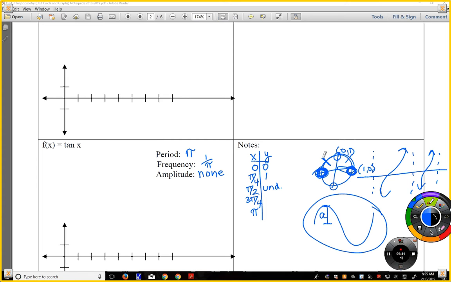-1, right? Because the x is negative, but the y is positive. So even though the numbers are the same, we'll have a positive divided by a negative, and we'll get -1. And then over here at pi, y divided by x would give us 0 again. Okay?